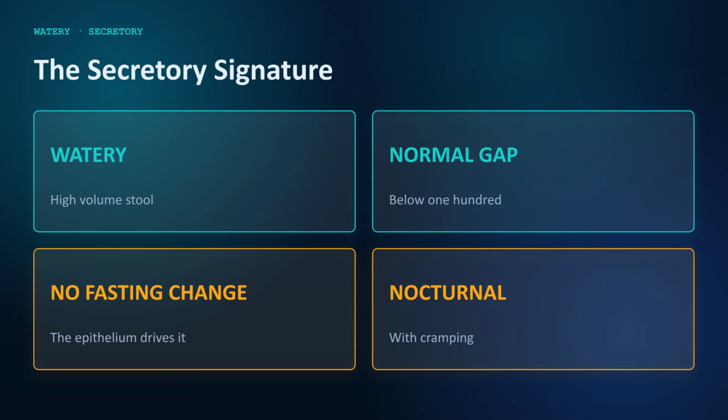Notice why fasting does nothing. The driver is the epithelium itself, not the meal. That single question, does it stop when you stop eating, separates secretory from osmotic faster than any laboratory test. A practical bedside test: have the patient fast and watch stool output. If it keeps coming through the night, this is a secretory process.